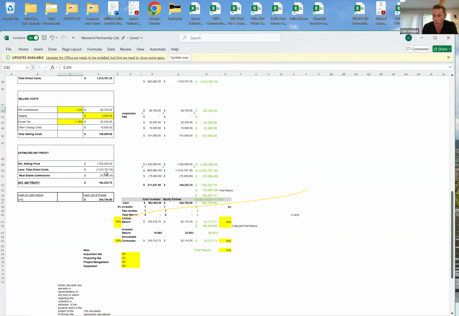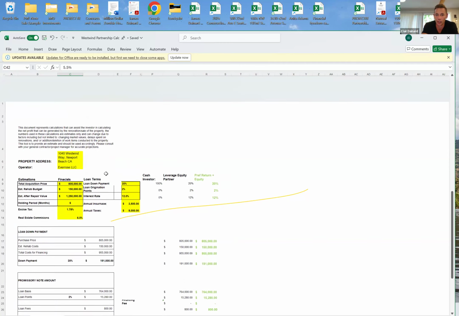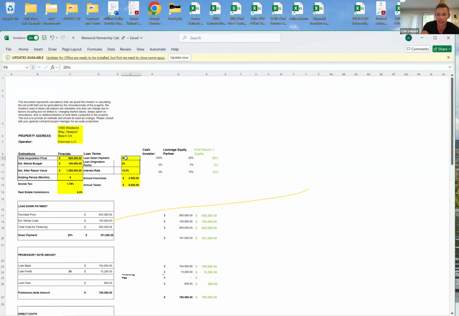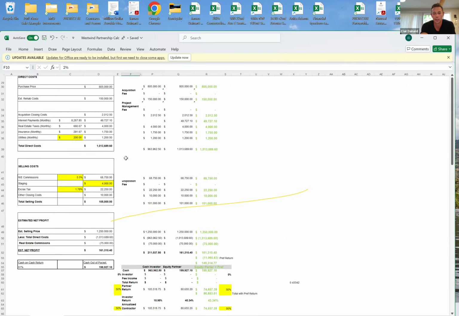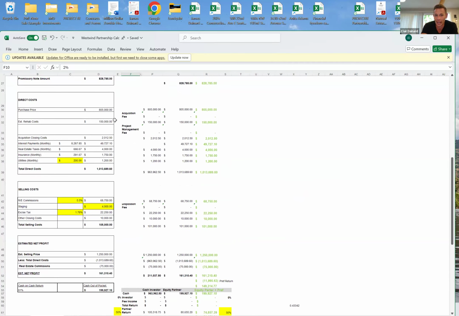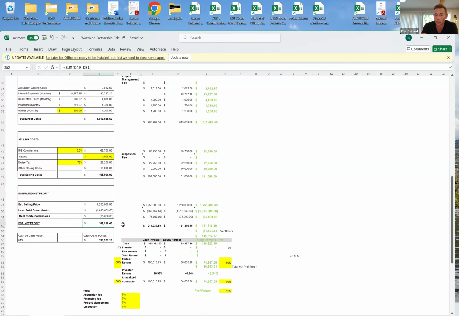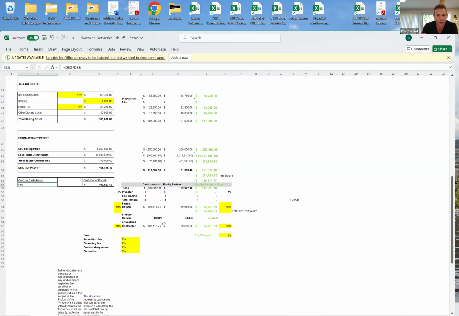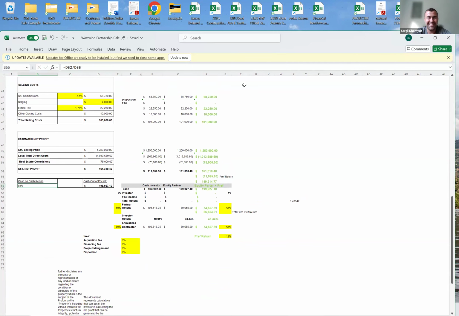If he gets a construction loan with a 15% down loan, he's looking at, after all costs, making $161,000 on this deal. He's going to have to come up with 200 grand, which is an 81% return. This is a great deal, Sergi. Yeah, that's a good one.